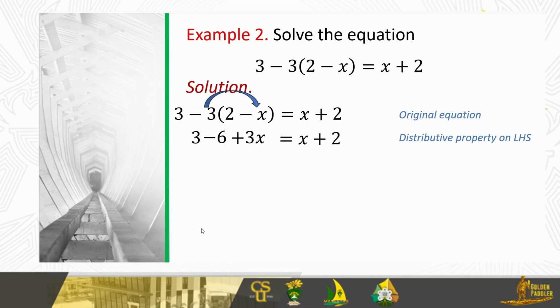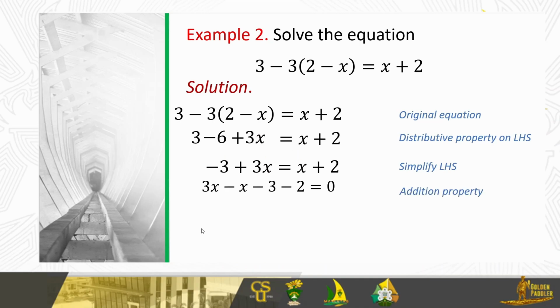And then transpose all the terms of the right-hand side to the left-hand side to make the right-hand side 0. And don't forget to change the sign. Remember that transpose means applying the addition property of equality. Combining like terms, we now have the standard form. Then, divide both sides by 2 and that's it.